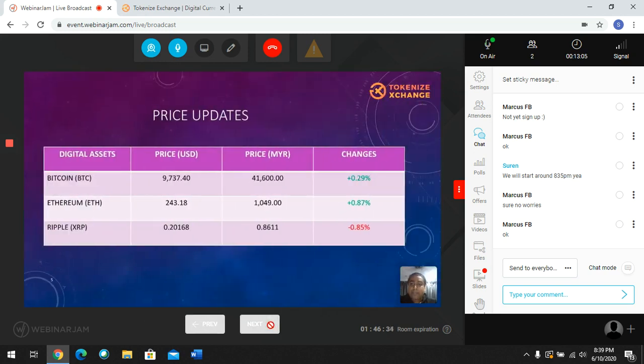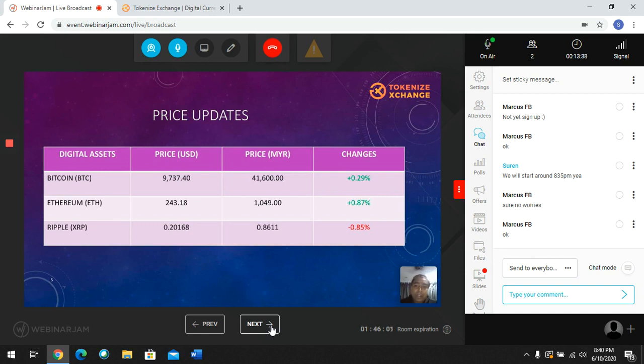All right. So price update. Bitcoin is trading today at around 9737.40 in US dollar. If you look up on our trading platform, it will be 41,600 Ringgit Malaysia. So that's around 0.29% gain. On Ethereum, 243.18 in US dollar, and in Ringgit Malaysia it will be 1049, and day to day up by 0.87%.